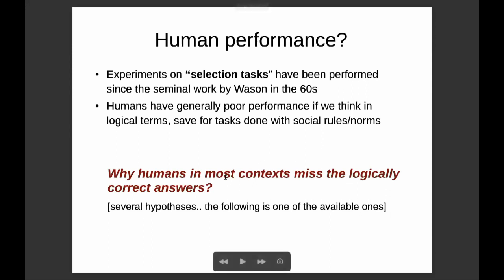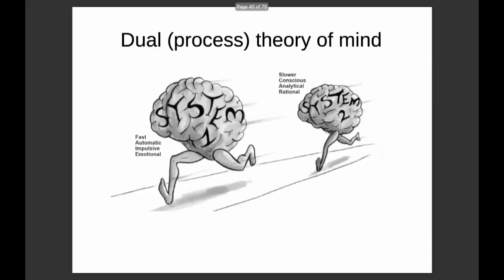How to explain this phenomenon? Several hypotheses have been made in the literature. Without any pretension of being exhaustive, I will provide one of the available explanations. According to the dual process theory of mind, human cognition consists of two systems. System 1 is fast, automatic, impulsive, and emotional. System 2 is slower, conscious, analytical, and rational.